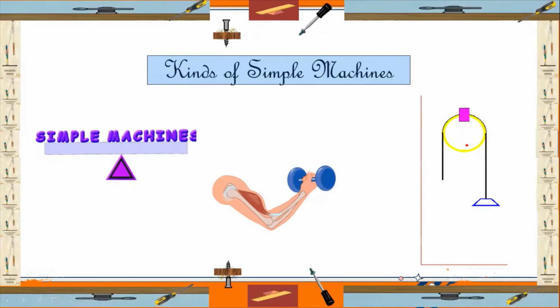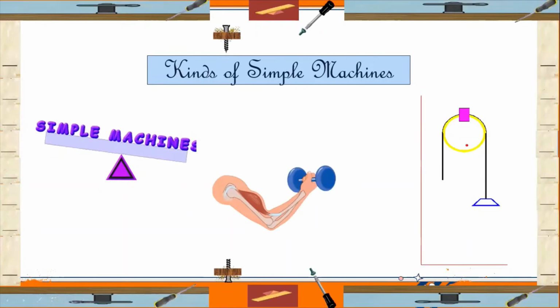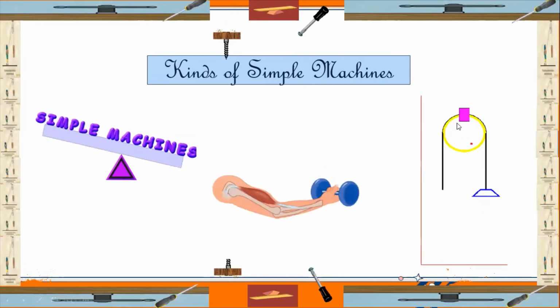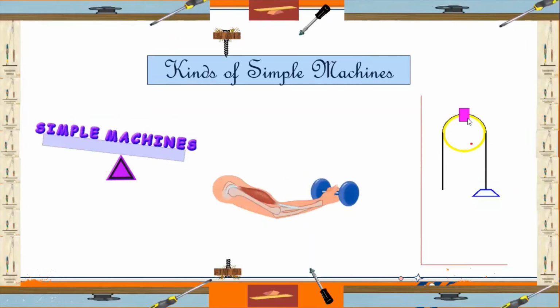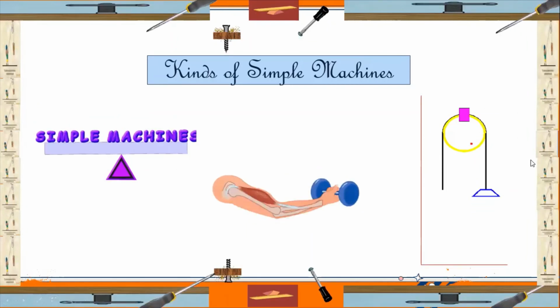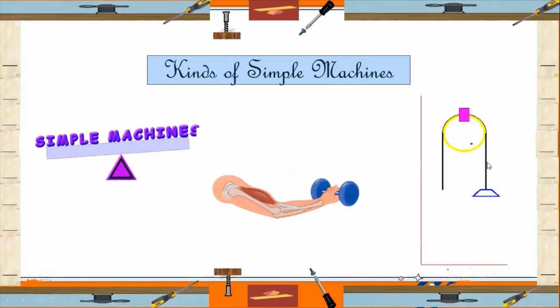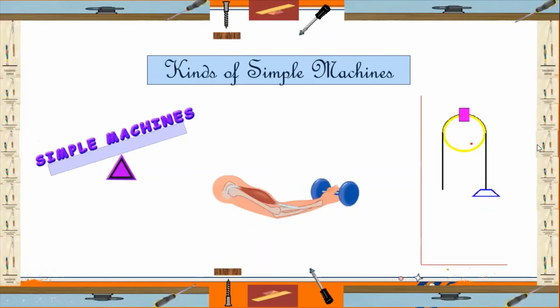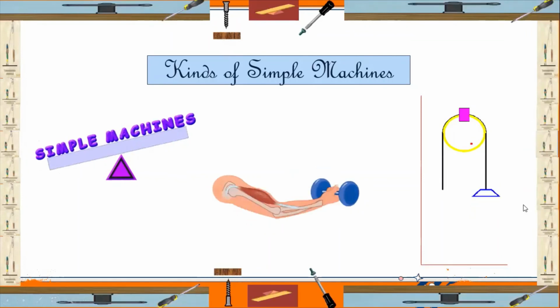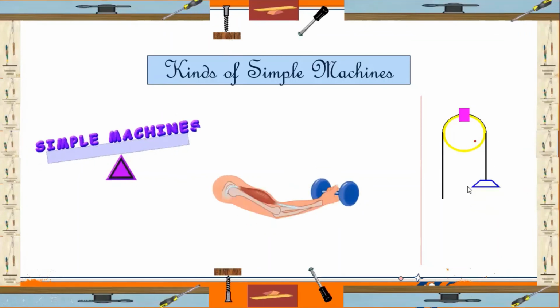Pulley. A pulley is a simple machine, students, which is made up of wheels. The wheel of a pulley turns on an axle. There is a groove around the rim of the pulley which holds a rope. When the rope is pulled, the pulley lifts a heavy object.